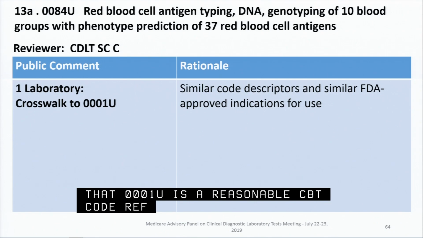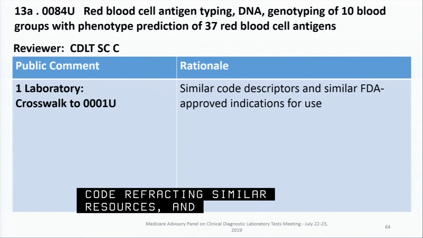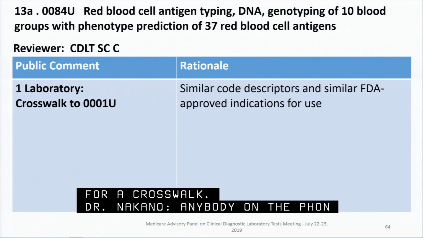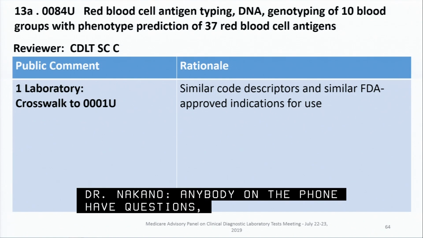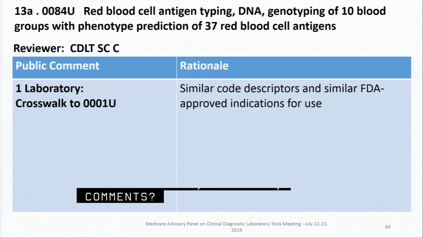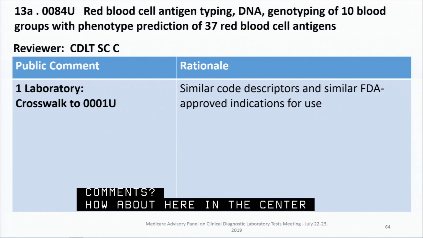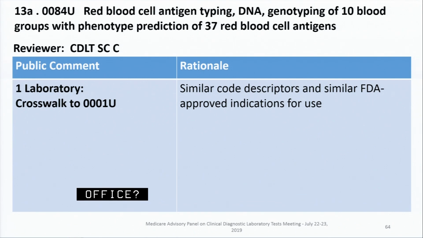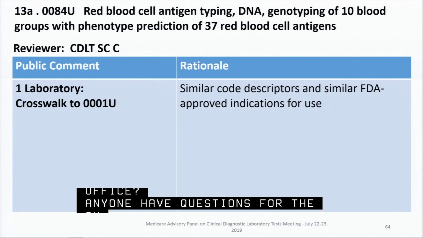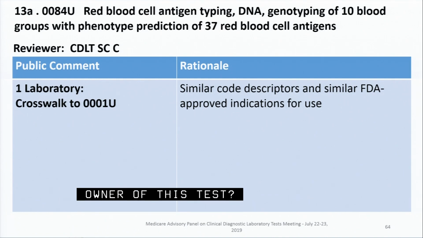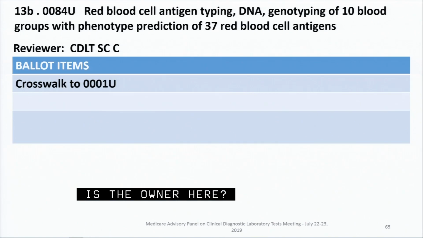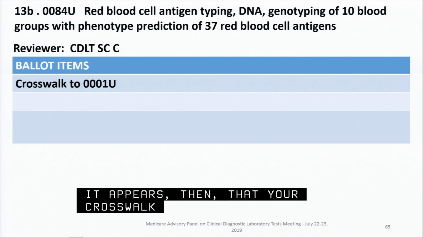Okay, anybody on the phone have questions, concerns, comments? How about here in the central office? Anybody have questions for the owner of this test? Is the owner here? Thank you. All right, so it appears then that your crosswalk is 0001U, and please cast your ballot.